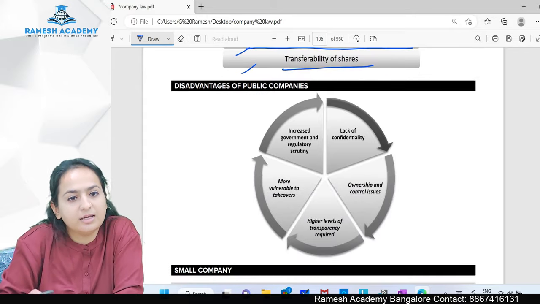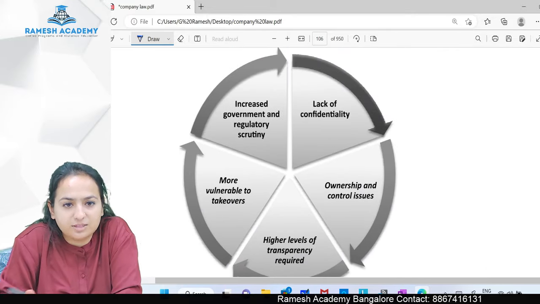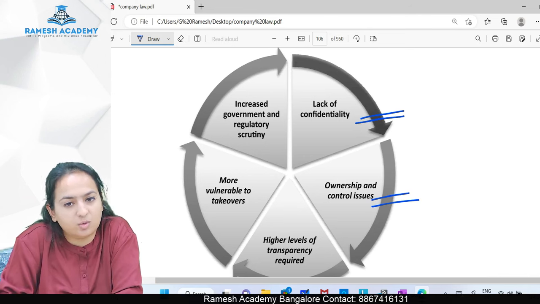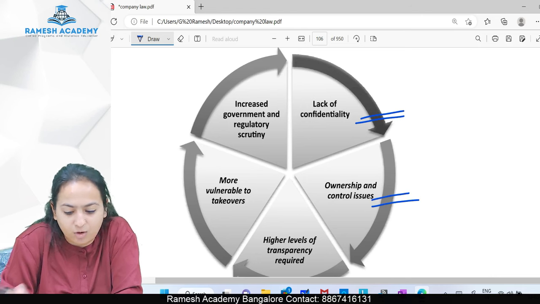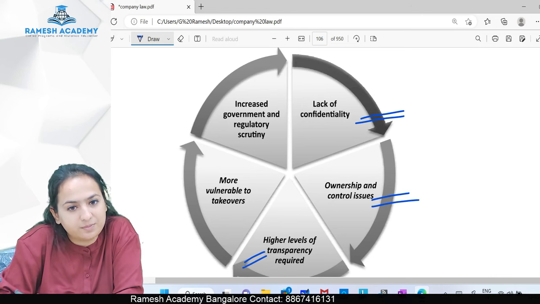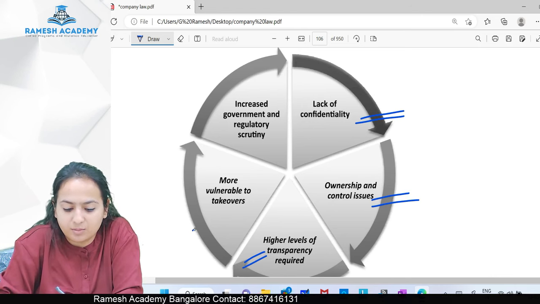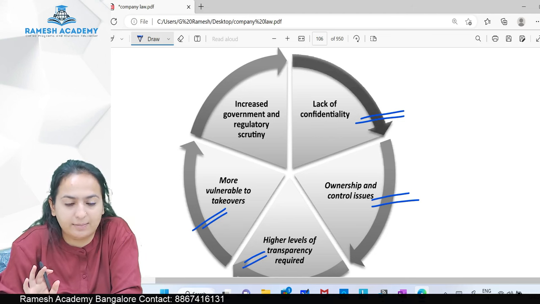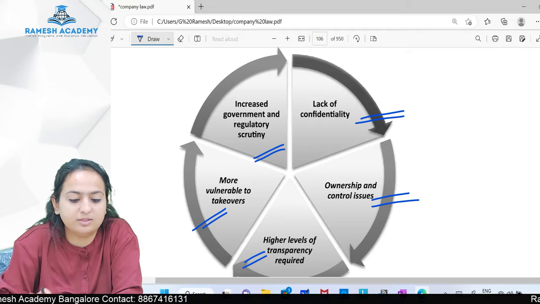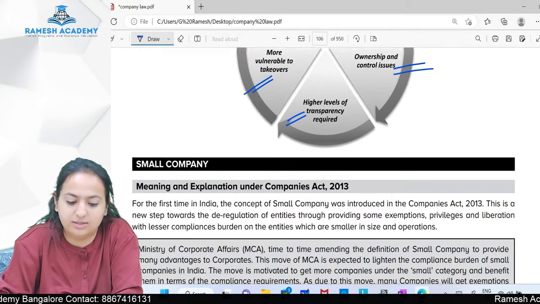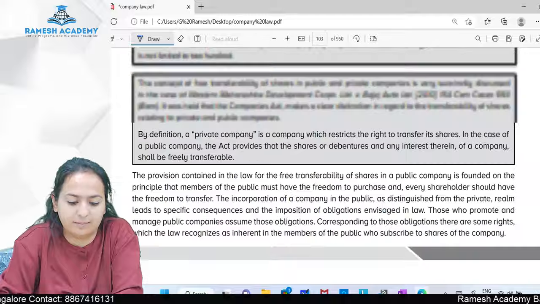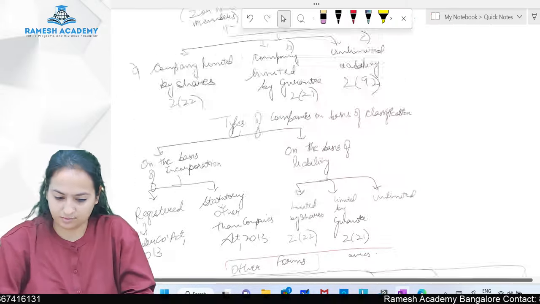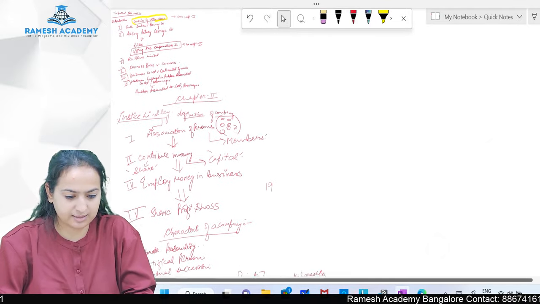Disadvantages will be what? Lack of confidentiality would be there because your patents are getting publicized. Ownership and control issues would be there because shareholders are more involved. Higher level of transparency is required in this, and it is more vulnerable to takeovers. More companies can take over your company. Takeovers happen in public company. Increased government scrutiny because the public is involved. This is about the public company, right? So we'll quickly wind up our second chapter.